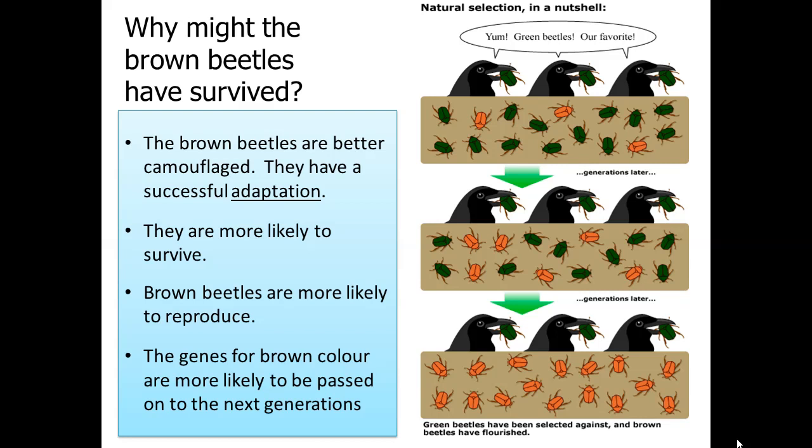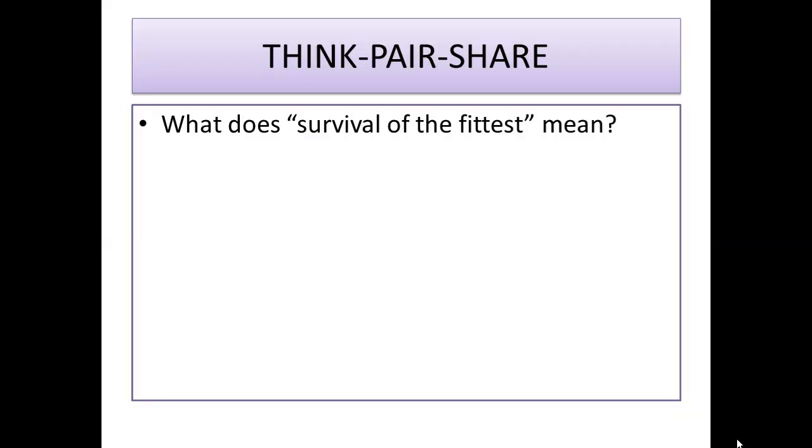Instead, the brown ones are the fittest because they are better adapted to the environment, so they will survive because birds cannot see them, so they can survive, they can breed, they can pass the gene to the next generation. Okay, so now it's your turn.